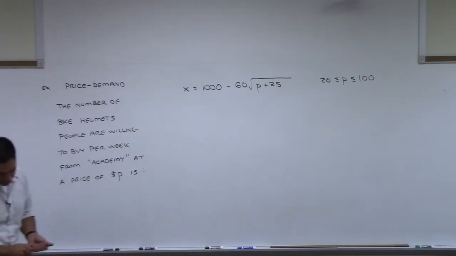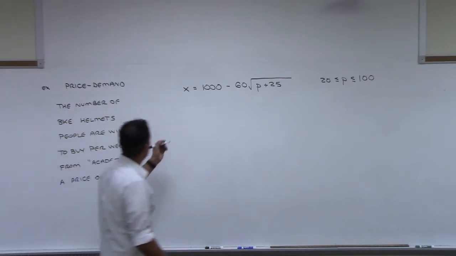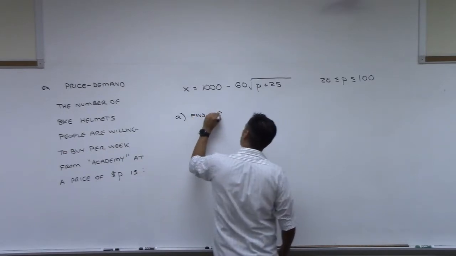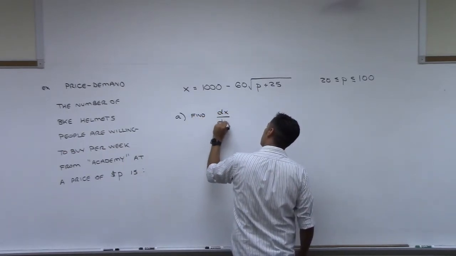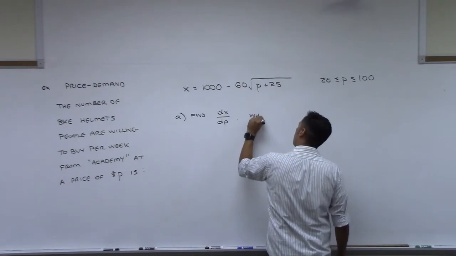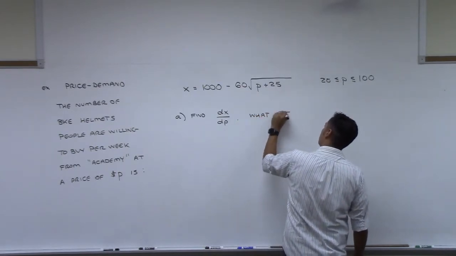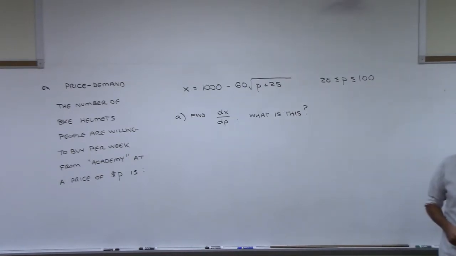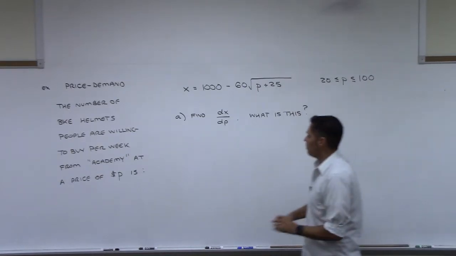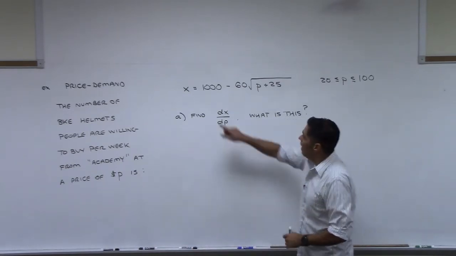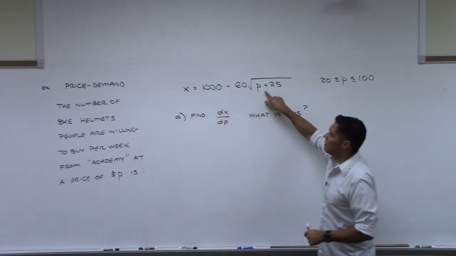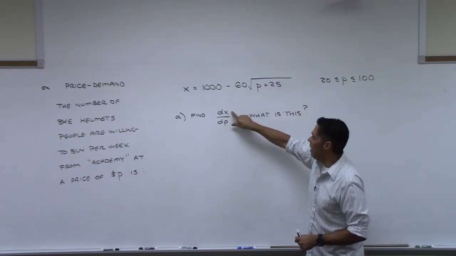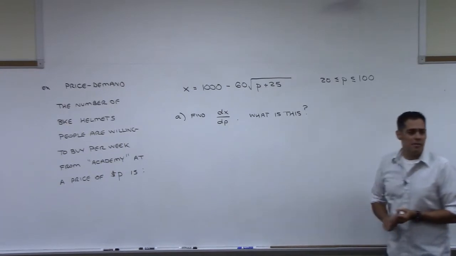First question. Find dx/dp. What is this? Okay. So let's find it first, then we'll talk about what it represents. So x is a function of p, right? p is our independent variable. This is the function x. So all we need to do is take the derivative of that, right?